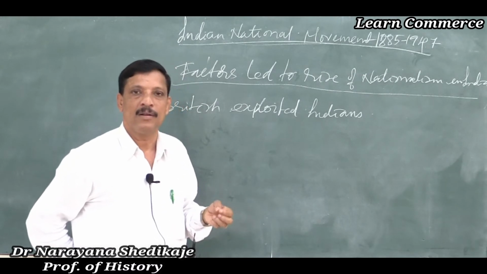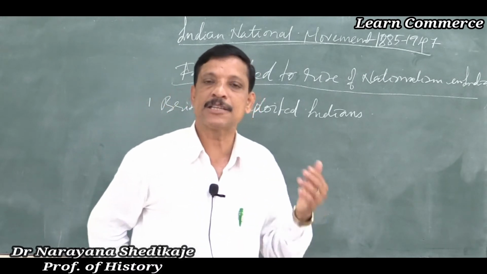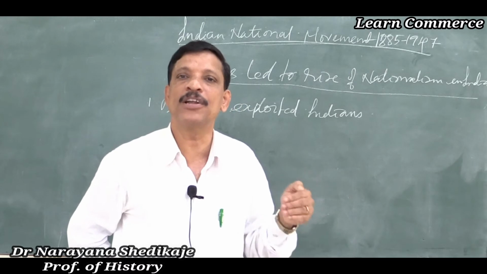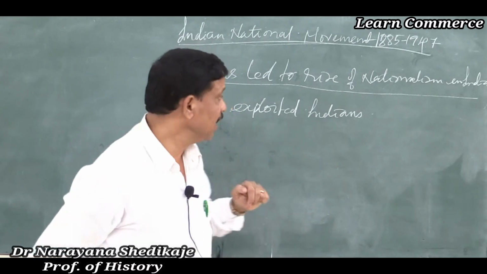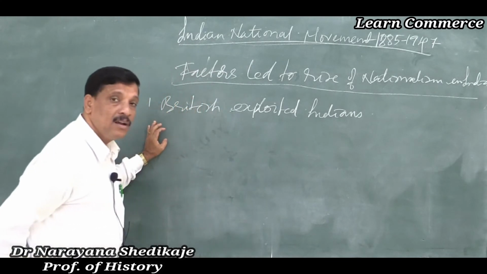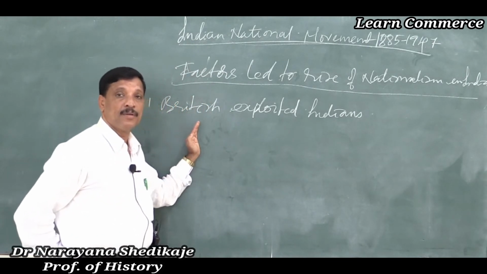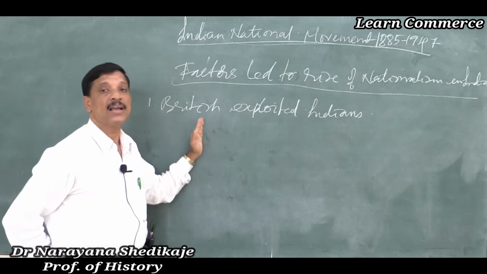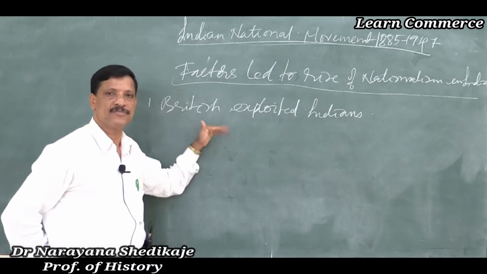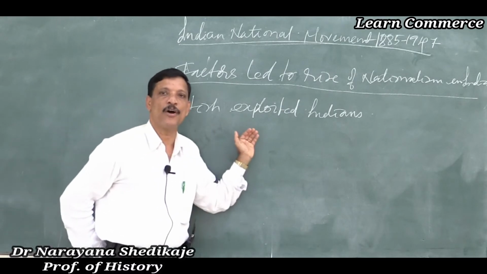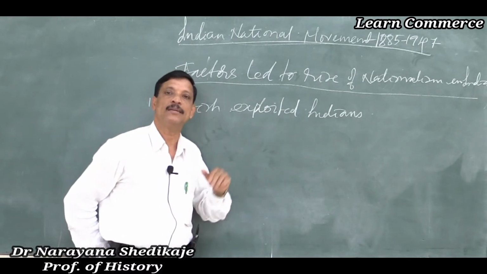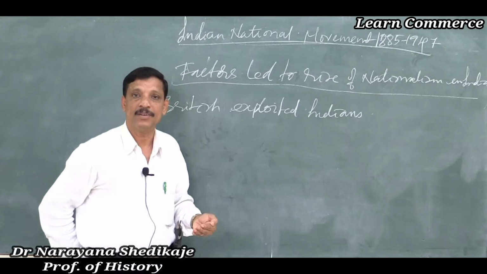For example, Dadabhai Naoroji explained how the British exploited India in three different stages. And here, by trade, by industry, by financial capitalism, in various ways, the British drained the wealth of India to England. They exploited India.